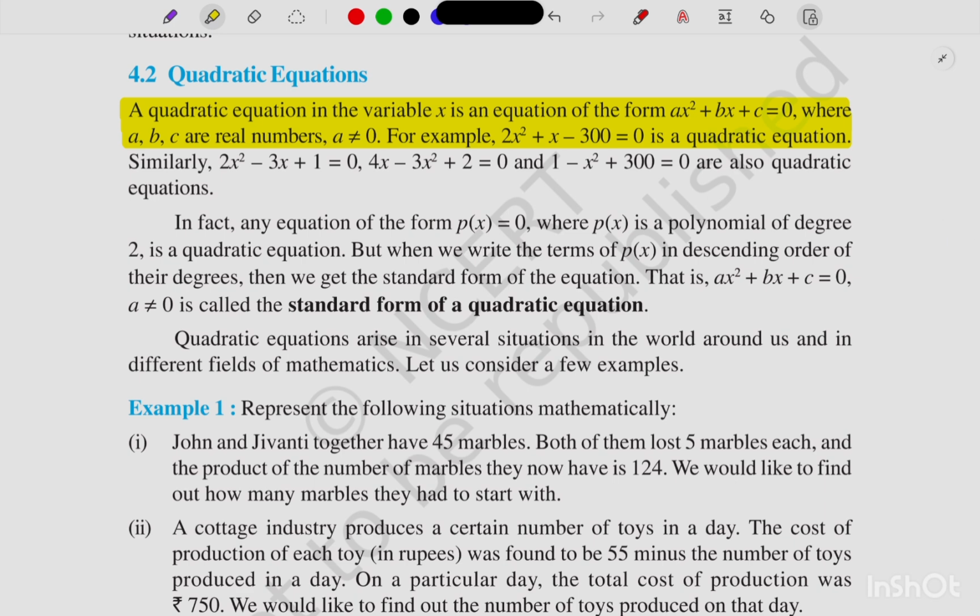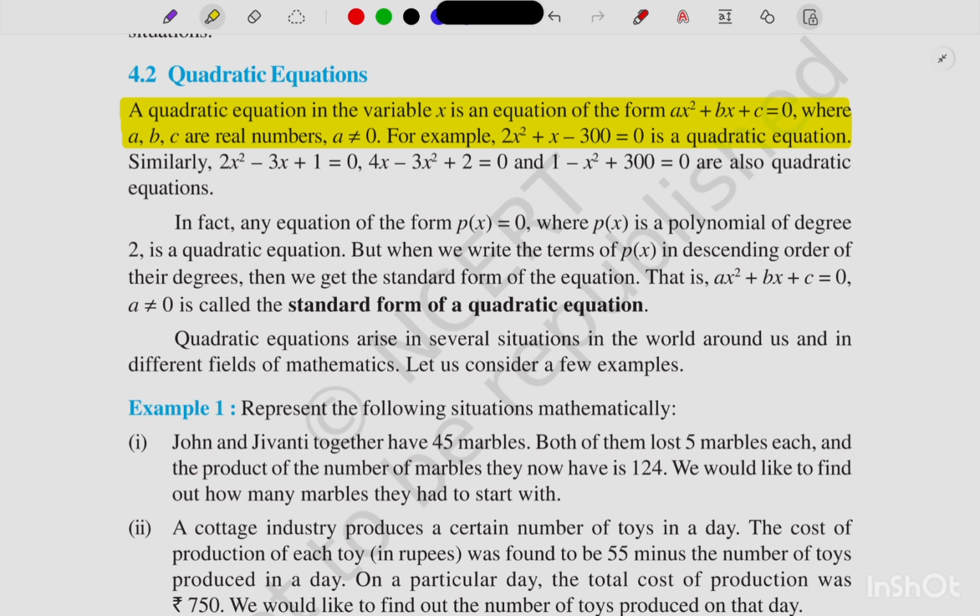Alright, so the general form is ax² + bx + c = 0, where a, b and c are real numbers and a is not equal to 0. If a is 0, then this will be linear. Check. If a is 0, then ax² will not exist, only bx + c = 0 will be there, and that is a linear equation. Similarly, 2x² − 3x + 1 = 0, 4x − 3x² + 2 = 0, and 1 − x² + 300 = 0 are also quadratic equations.